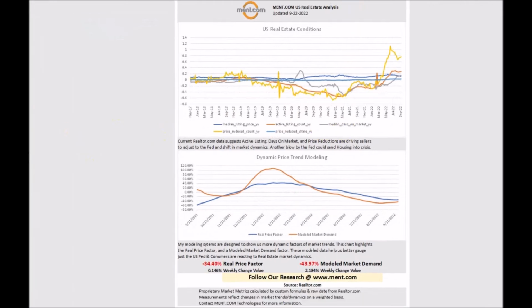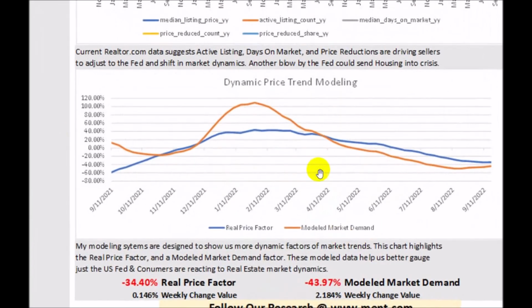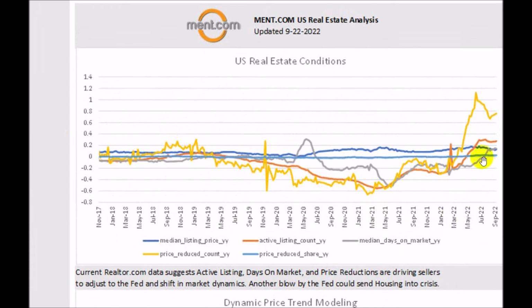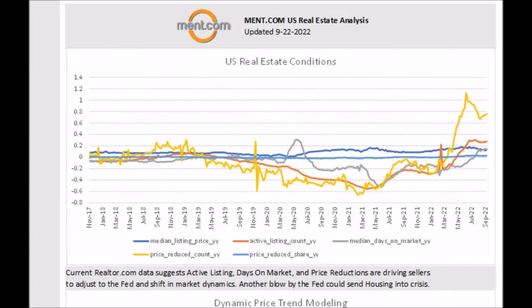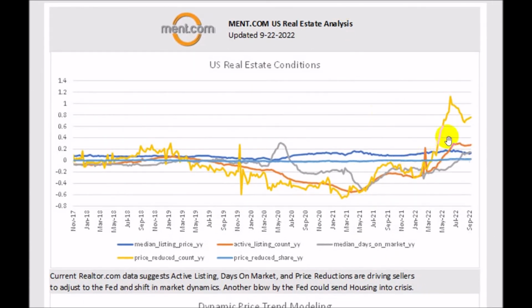And what we need to see here, what I'm expecting to see here, ladies and gentlemen, is a rise in the reductions count. So this is the reduced count. We're starting to see that rise back up again. Active listing count is staying elevated. So it's moving higher. It is higher. It hasn't really begun to decrease. Median price listing has begun to drop, but it kind of went up over the last 2 or 3 weeks.